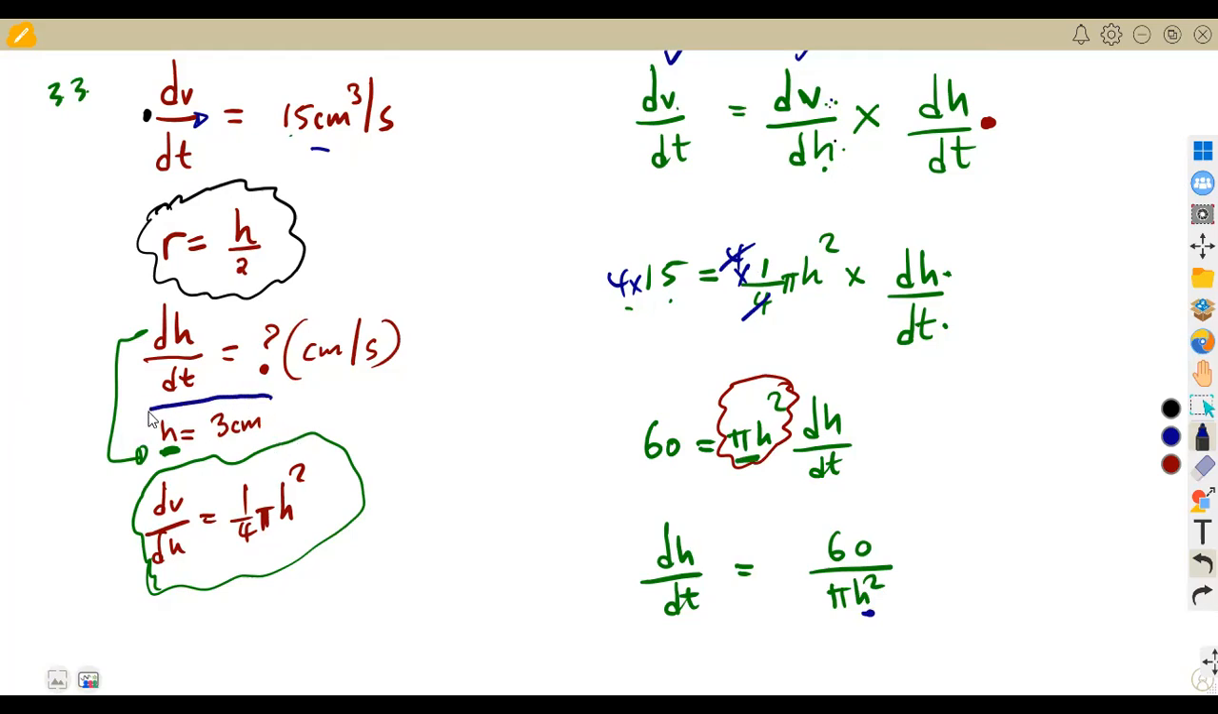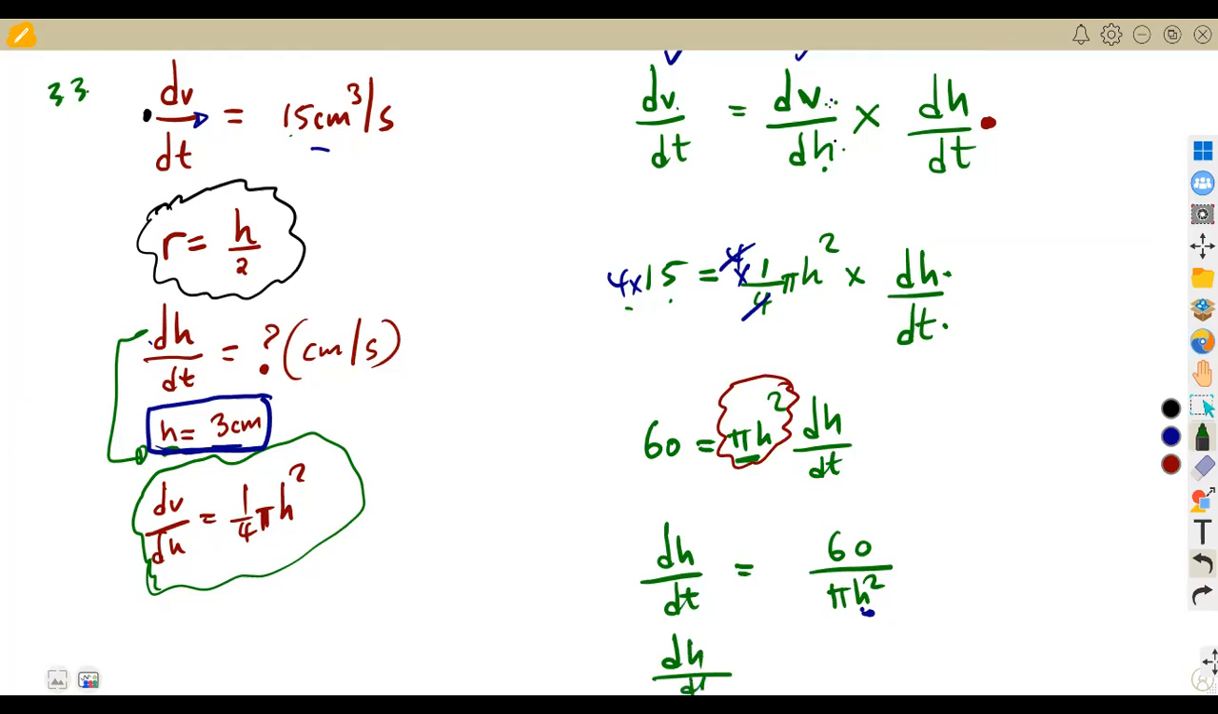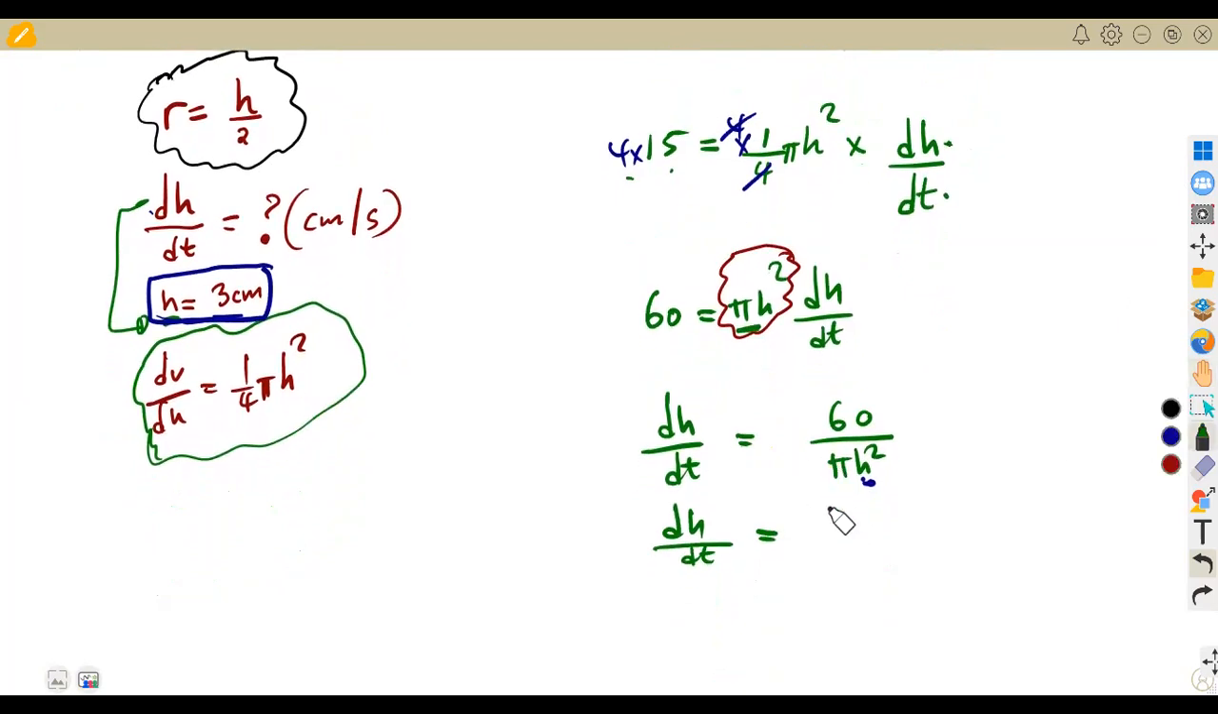That is why we're saying an increase. So at that moment, we were given that h, when our dh/dt is the one that we are supposed to calculate, it must correspond when h is equal to what? 3. So now we are going to substitute our h, which is 3. So the rate at which the height is going to increase with respect to time, where the height is 3, is going to be given by 60 over pi times 3 squared. You can simplify this whole part on your calculator. This is going to give us something like 2.122.